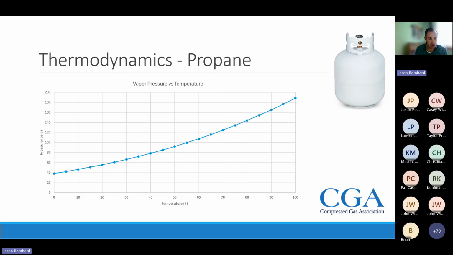So if you've ever used your grill for a long time and you see it starting to sweat the tank, that's because the pressure got down below the dew point in the air. Actually, if you use it hard enough, you'll actually see it start to frost because you dropped the temperature of that liquid down below freezing. And once you stop using that propane, that pressure will start to recover as it warms back up again.